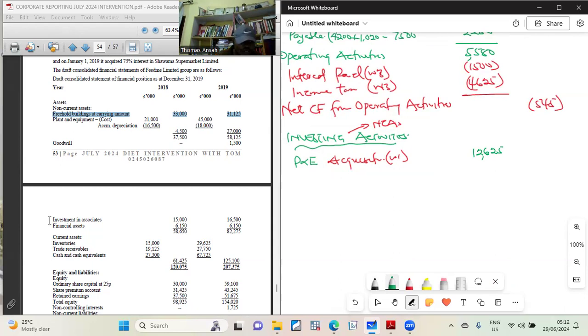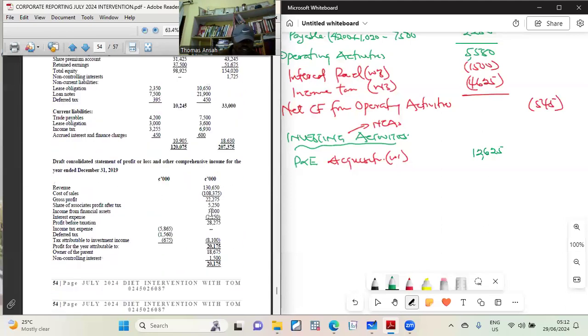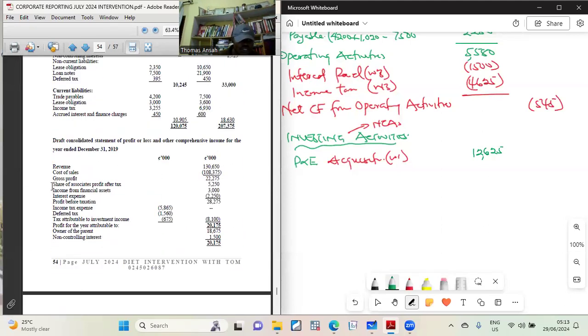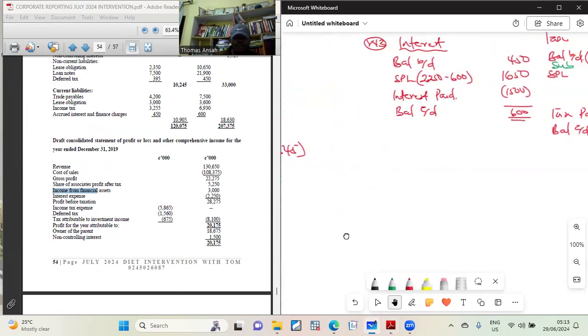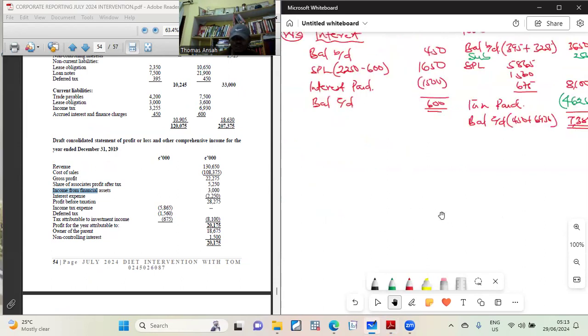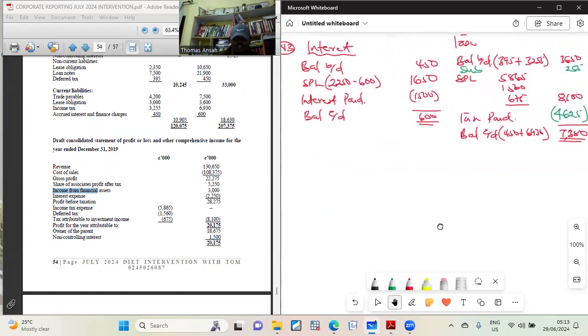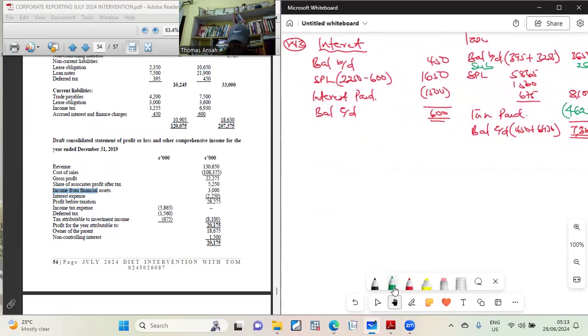Apart from that NCA, we have investment in associates. We need to do a workings for this. Then we have also a financial asset. You remember we had all these things inside the P&L, so the associate and the financial asset. We need to do a nice workings for these ones, all right, to fish them out. So let me call it workings 4 and probably workings 5, something like that, or put them together in a workings 4.